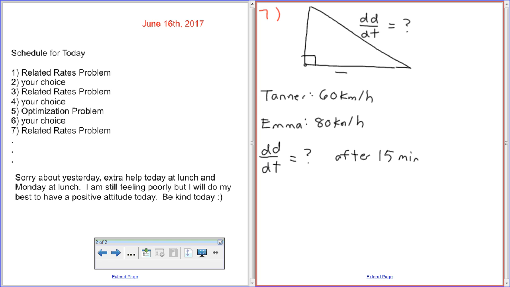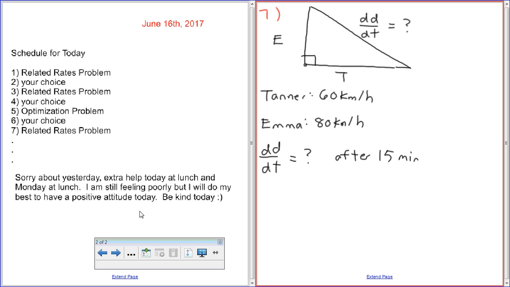Tanner's going to be here, and Emma's going to be here. If you're looking at distance, is distance in kilometers per hour? No, goodness, no. What's distance going to be in terms of what? Very good. So in order to get that, after 15 minutes, how far did Tanner go and how far has Emma gone?